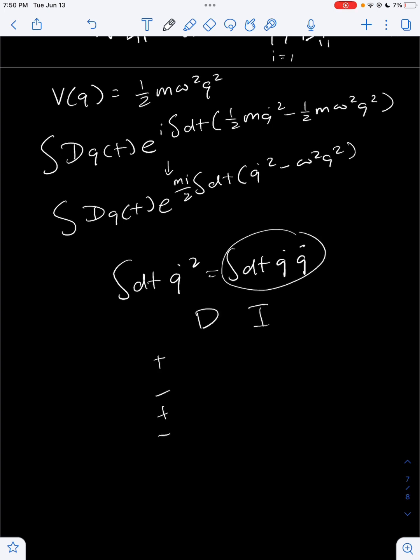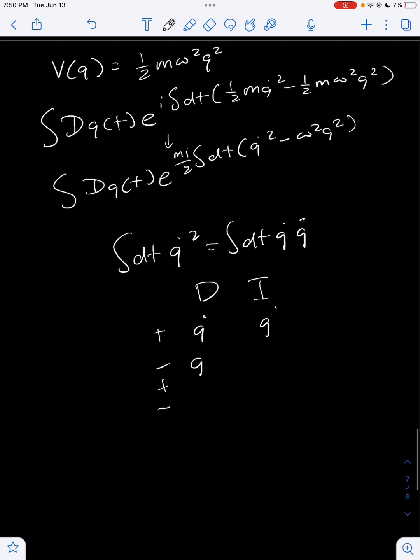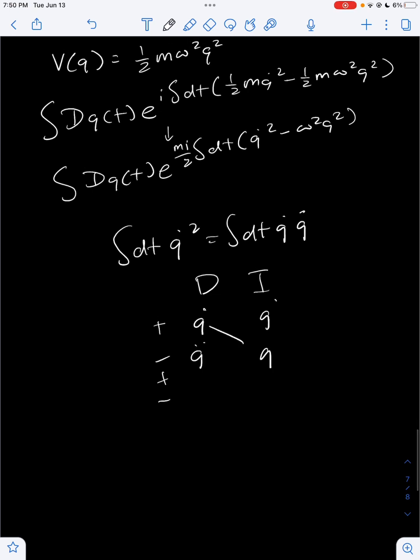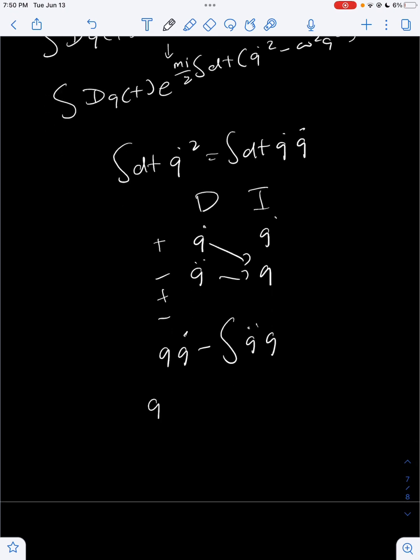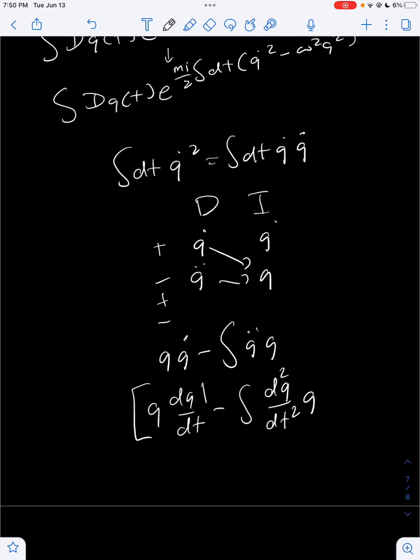To do this integral, we can take the derivative of q dot and the integral of q dot. The derivative of q dot is going to be q double dot, and the integral is going to be q. So this integral over here becomes q times q dot, minus the integral of q double dot times q, or just q times d²q/dt², minus the integral of the second derivative of q with respect to t, times q. We do have to integrate this part over here.